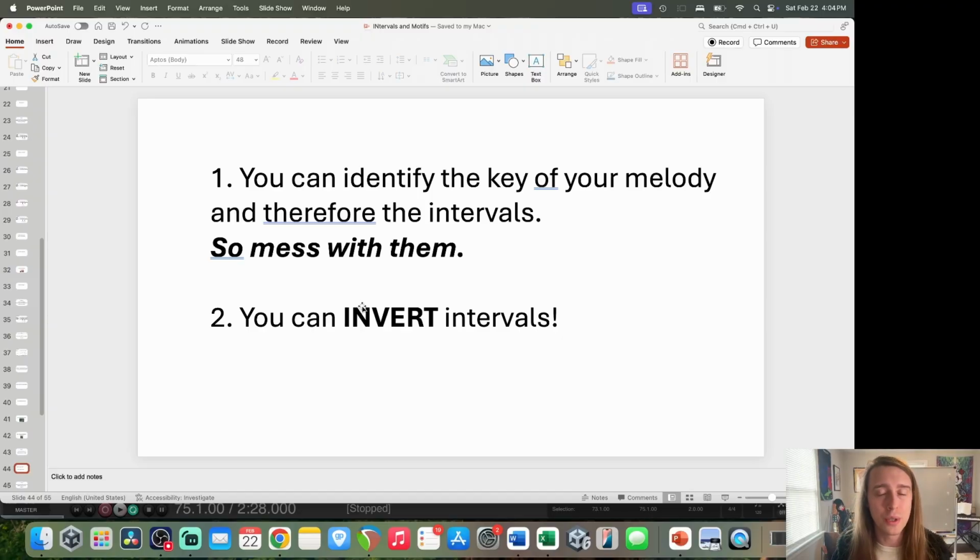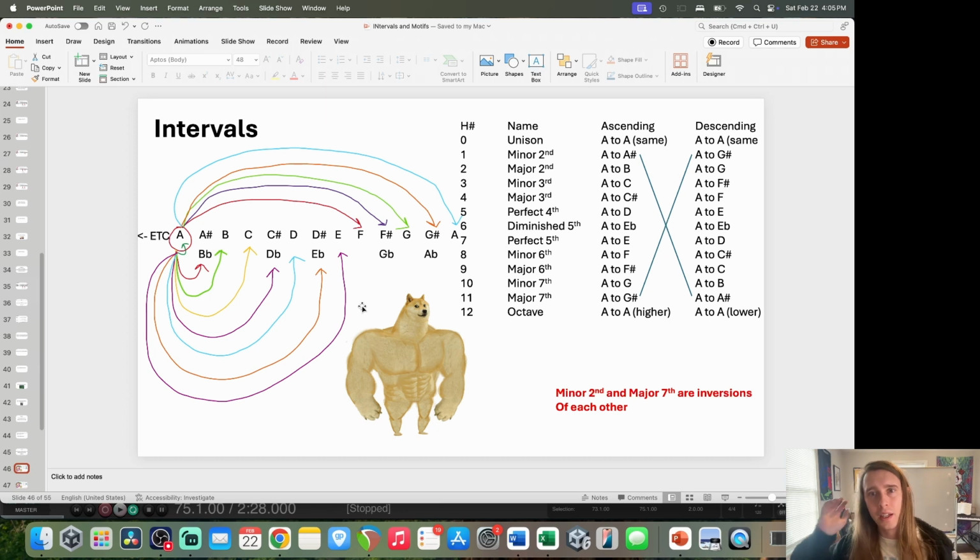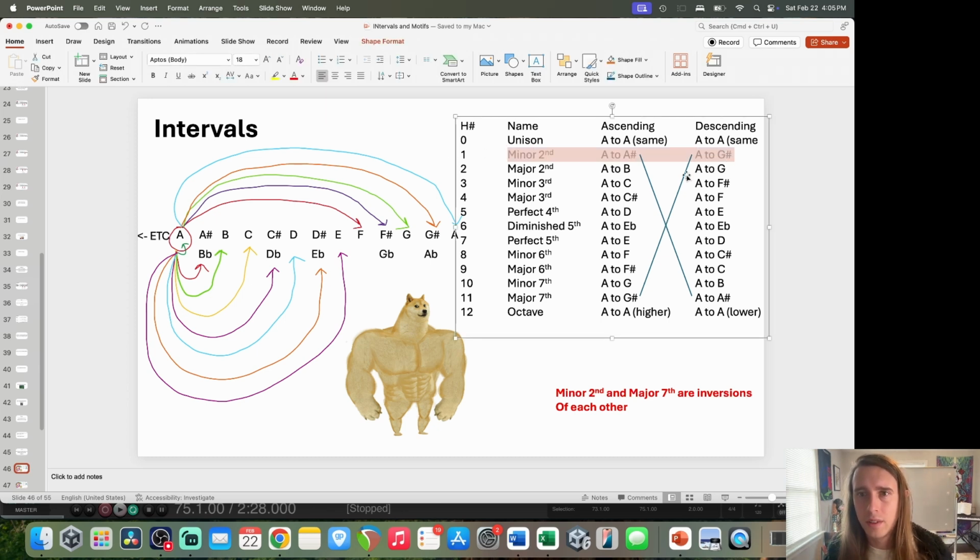That's the first thing. The second thing, which is really cool, is you can invert the intervals. Every interval has a mirrored equivalent that's worth experimenting with. So let's break it down. Let's take, for example, the minor second. An ascending minor second gets you A to A sharp, but descending, you get A to G sharp. But what's interesting is if you go to a major seventh, if you ascend, you get A to G sharp, and descending, you get A to A sharp, meaning they wind you up in similar areas.